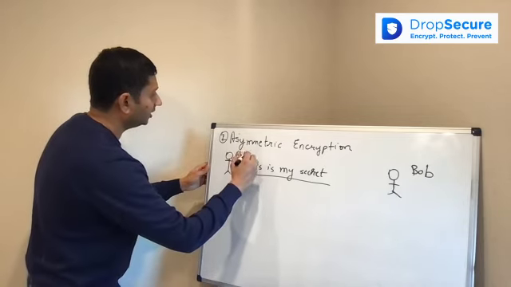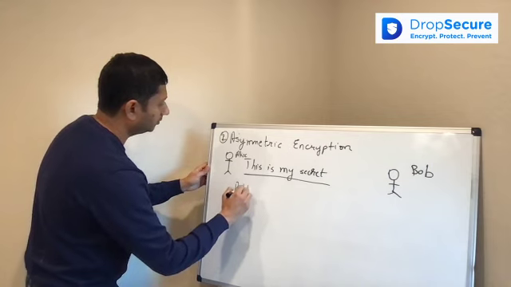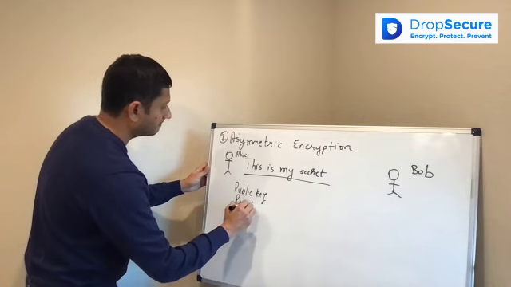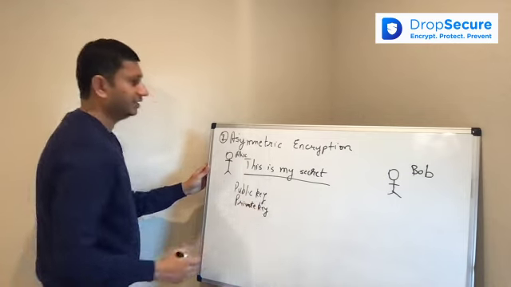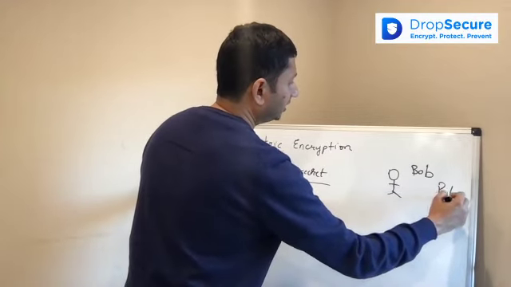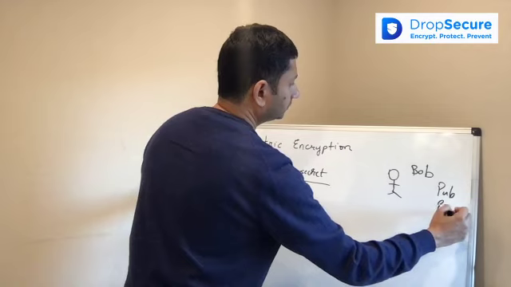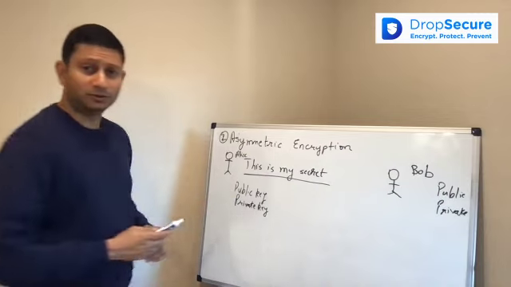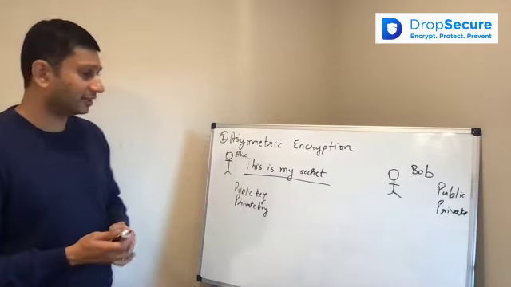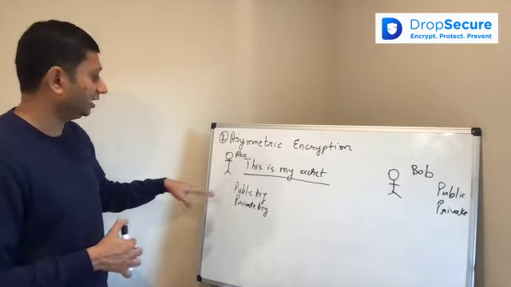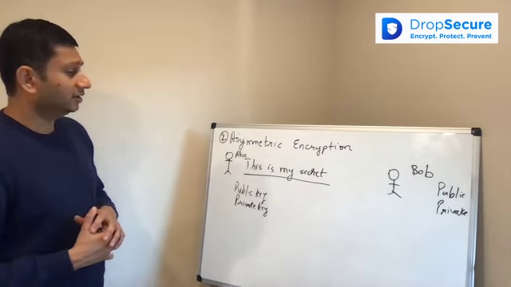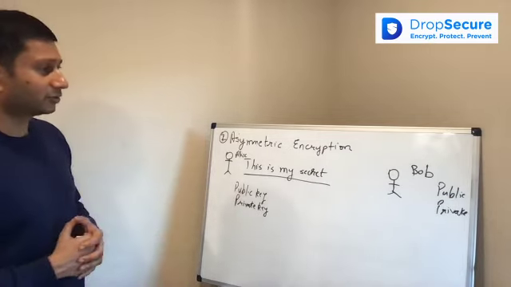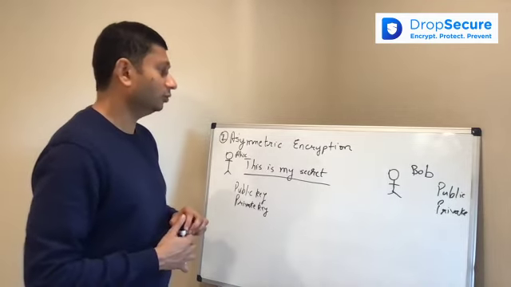In asymmetric encryption, Alice would have her own public key and a private key. And same with Bob. Bob will have his own public key and private key. As the name suggests, a public key can be used by anyone. It can be given to anyone so that they can encrypt the data using a public key. And only your own private key can then be used to decrypt the data. So nobody else can decrypt the data but your own private key.